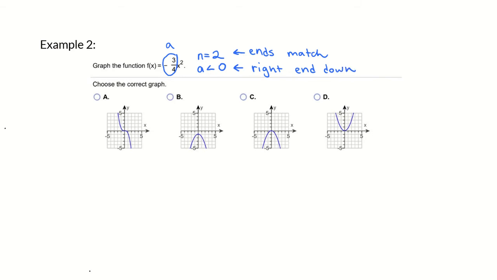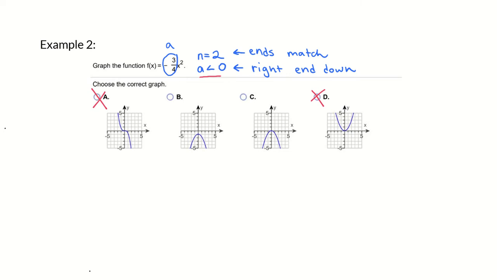Using that information, we can eliminate some of these possibilities. Possibility A, the ends do not match. That means that graph has odd degree, so that's not the one that we want. We also know that the right end should go down, since A is less than 0. B and C both have right end down, but D does not.